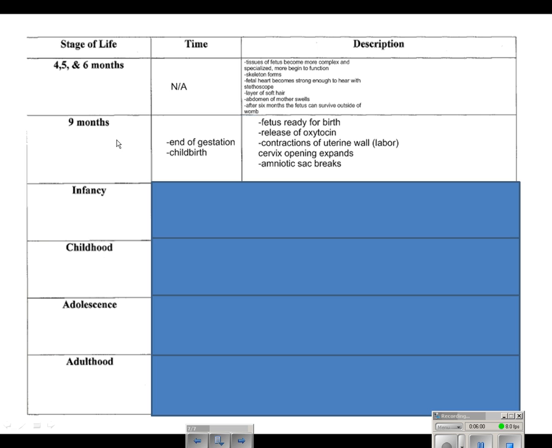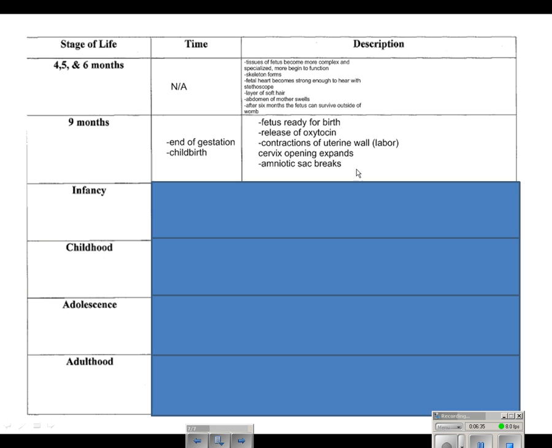And gestation will happen in different times according to the organism. So for humans, the gestation period is 9 months. Elephants, it's 2 years. Now, at gestation, or 9 months, the fetus is ready for birth. So the body, when ready, will release oxytocin, which is a hormone that's going to cause uterine contractions, and that's called labor. Then the cervical opening will expand and the amniotic sac breaks. The term when a woman's water breaks is actually when the amniotic sac breaks to release the fetus down the birth canal.